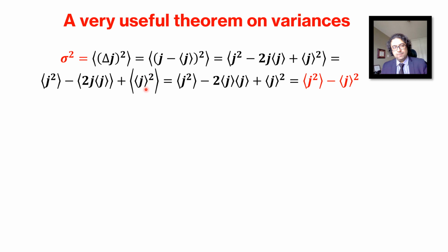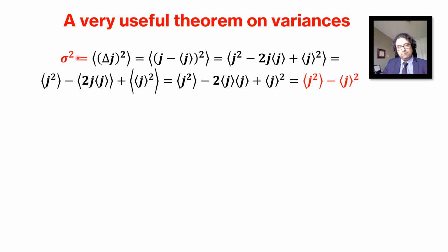And likewise here, we have the average of the square of the average of j. Well, the average of j is a constant, so its square would be a constant. So it doesn't make sense to talk about the average of a constant number. It is just itself. Now, here I have minus 2 average of j squared plus an average of j squared. So that gives me a minus average of j squared. And then the first term, of course, is the average of j squared, right?